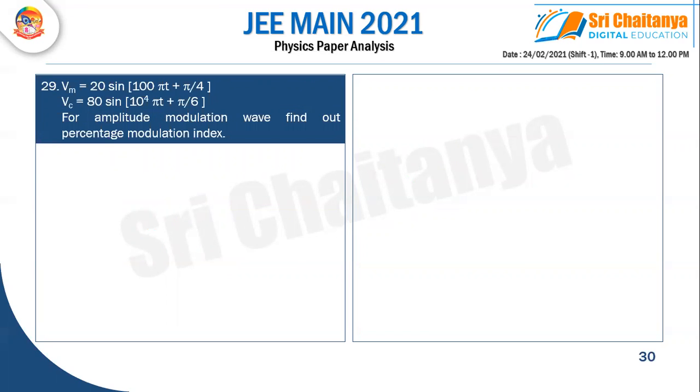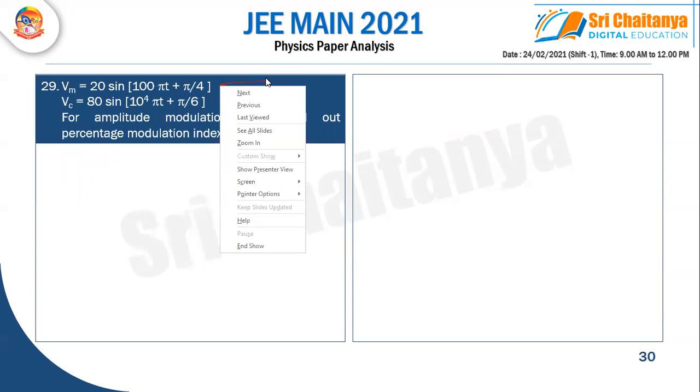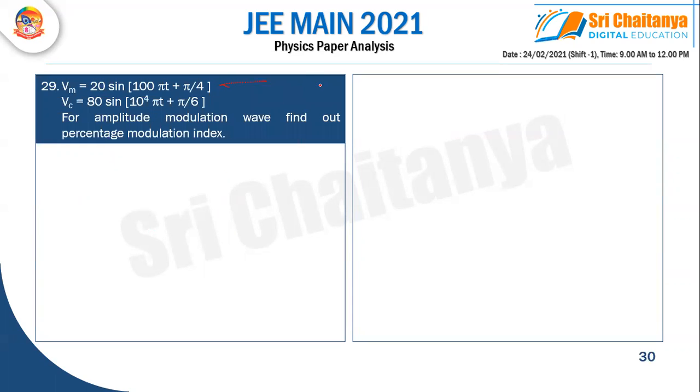In the next question, what he has given is from the modulation chapter, the communication chapter. Vm is equal to 20 sine 100 pi t plus pi by 4, and Vc is equal to 80 sine 4 pi t plus pi by 6, he has given. For an amplitude modulated wave, find out the percentage modulation index, he says.